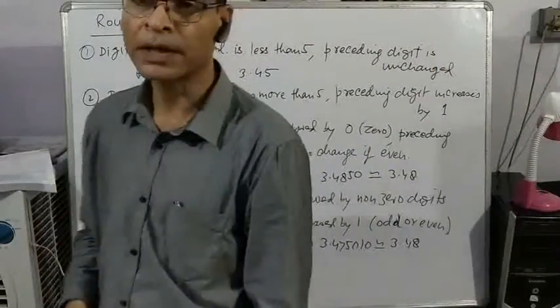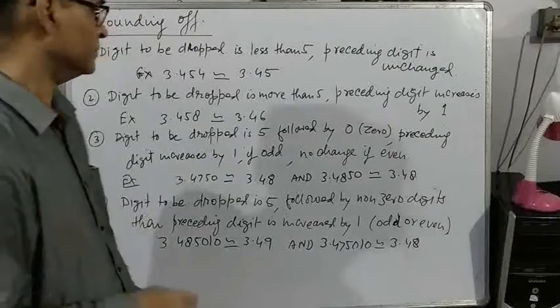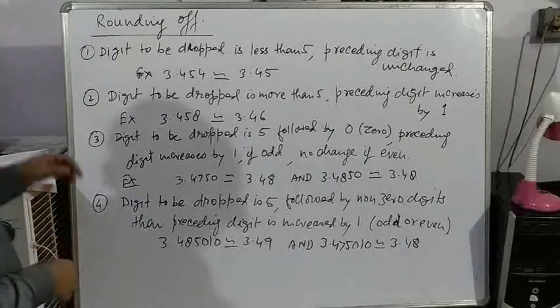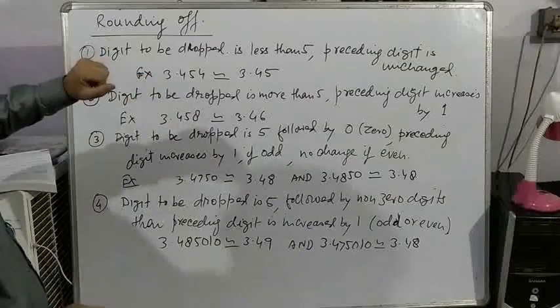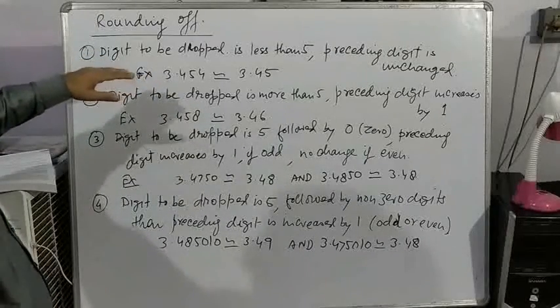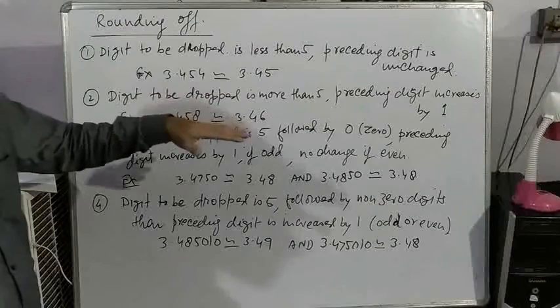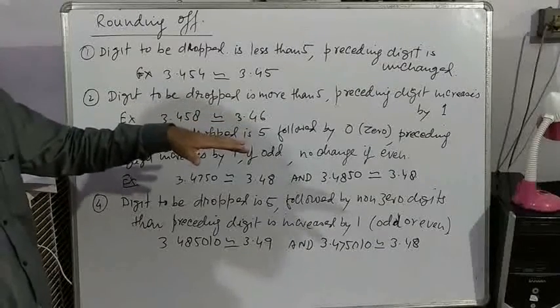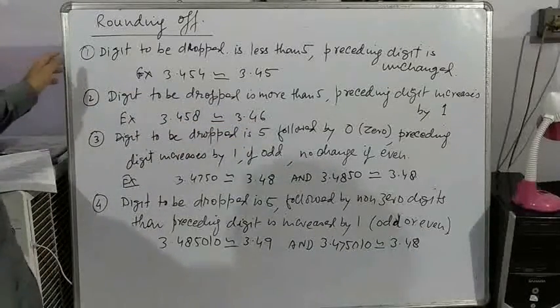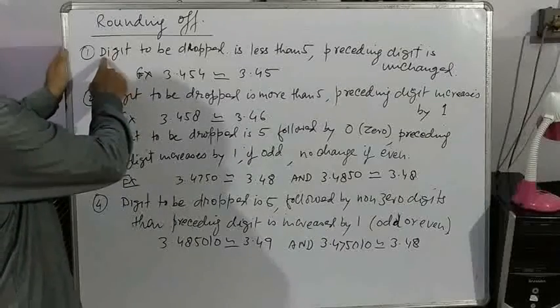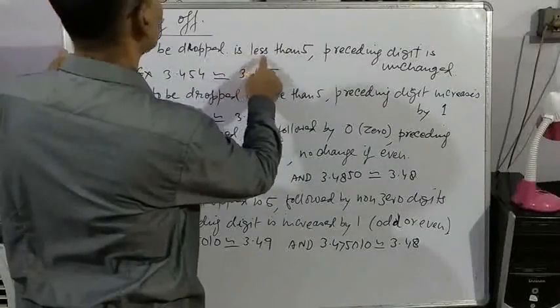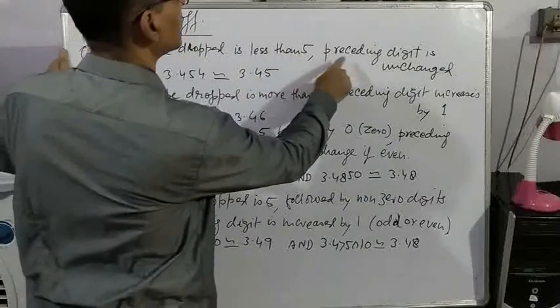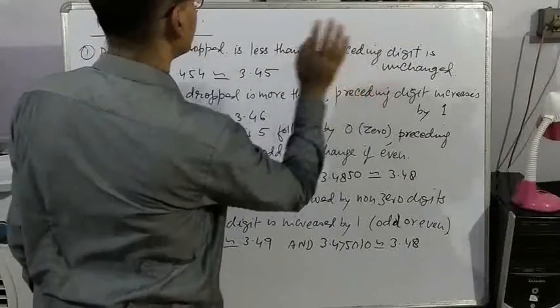Students, now let us understand rounding off. There are rules of rounding off. You please try to understand, and these rules are given in the book also, you can go through. First rule, digits to be dropped is less than 5. Preceding digit remains unchanged.